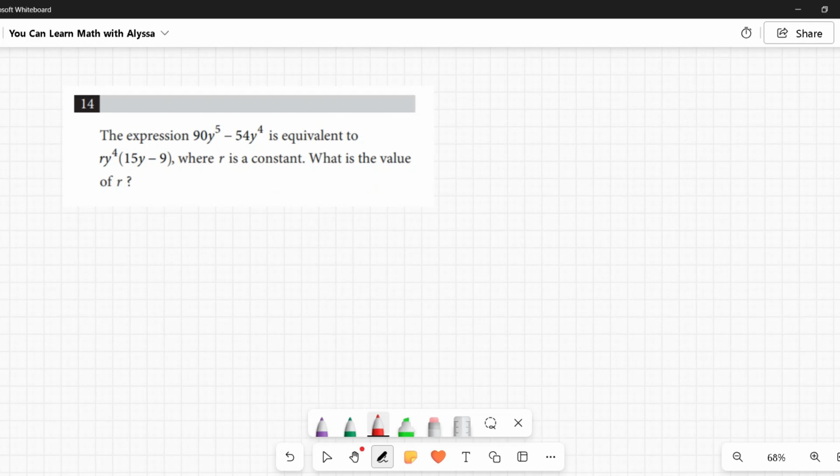Number 14. The expression 90y to the fifth minus 54y to the fourth is equivalent to r times y to the fourth times (15y minus 9), where r is a constant. What is the value of r?